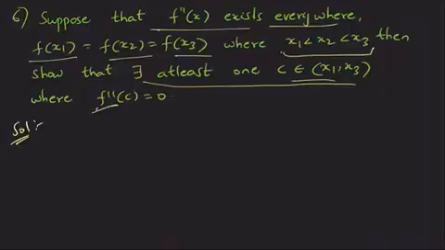So till now, with Rolle's theorem, we have claimed that the single derivative of a function is 0 between two roots of f of x. So now we have extended this to the double derivative. So let's see how we would solve this problem.